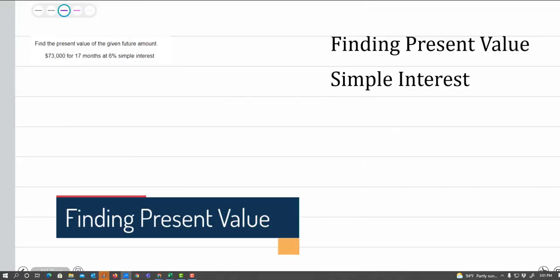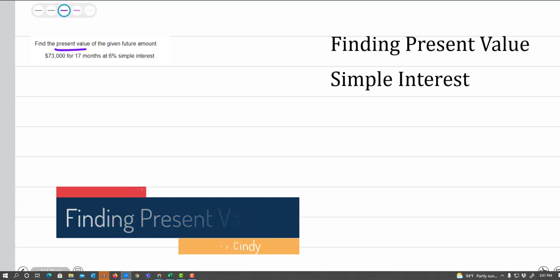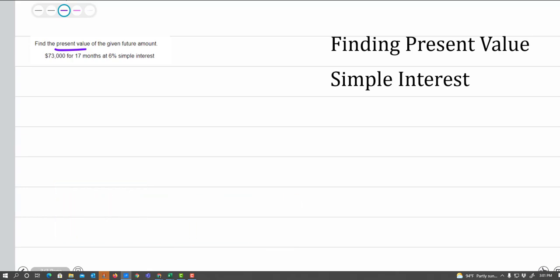Okay, you have to be careful on this one. It is asking you to find present value. Now, it's always funny because students will say that they have so many different formulas in this class, but not really. If you really understand algebra, you're just manipulating these formulas.